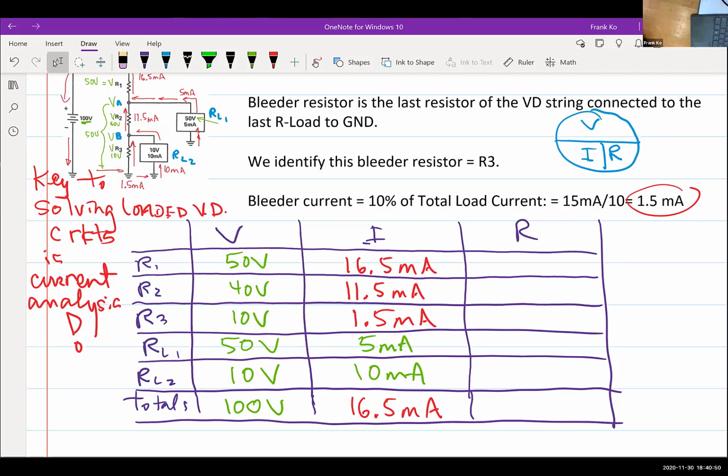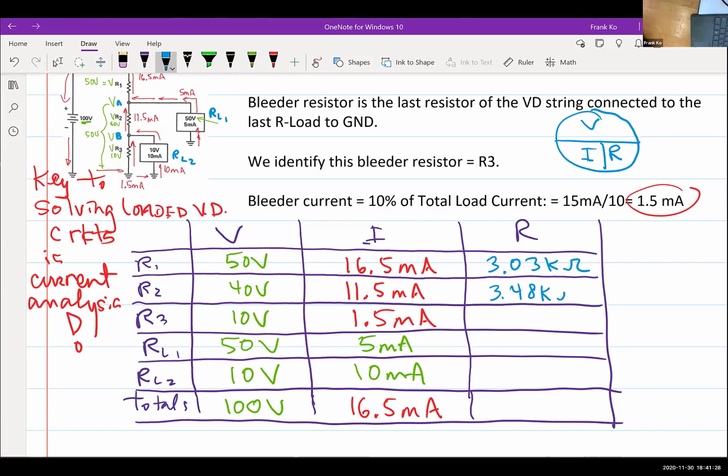All right. So let's go ahead and determine the value of R1. Using Ohm's law, V divided by I, everybody calculate that: 50 divided by 16.5 milliamps works out to be 3.03 kilo ohms. And the next one, 40 divided by 11.5. What is my value of R2? 3.48 kilo ohms.